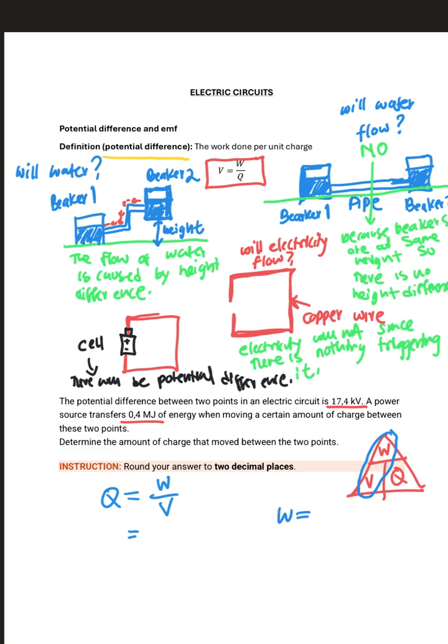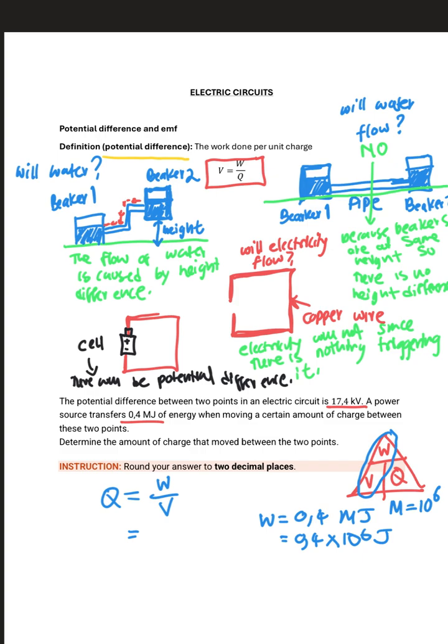W is given as, sorry, 0.4. W is given as 0.4. So W is 0.4 megajoules. But the capital M stands for 10 to the power 6. So mega means 10 to the power 6.